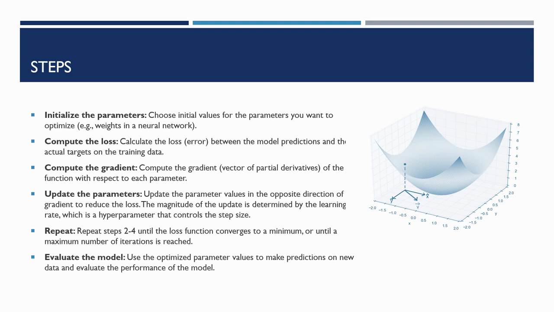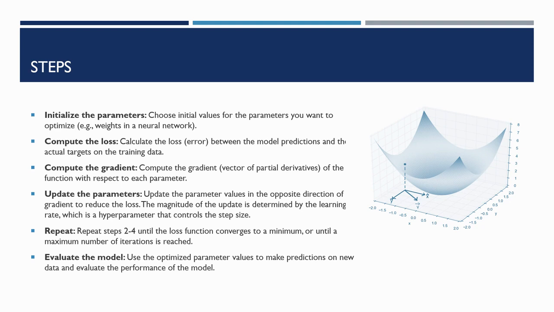To understand this concept, let's take an example of a simple linear regression model. In a linear regression model, the goal is to find the optimal values of the slope and intercept that minimize the mean squared error between the predicted values and the actual values. The cost function for a linear regression model is the mean squared error. Now let's see how the gradient descent algorithm works in finding the optimal values of slope and intercept.